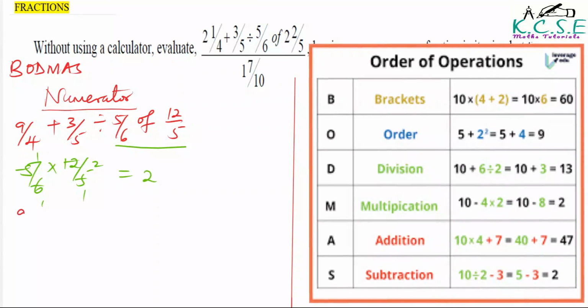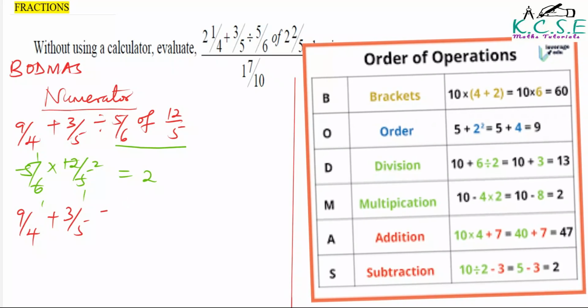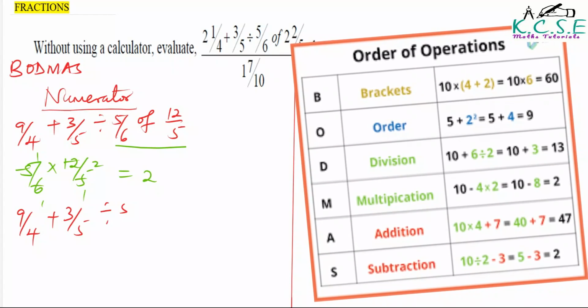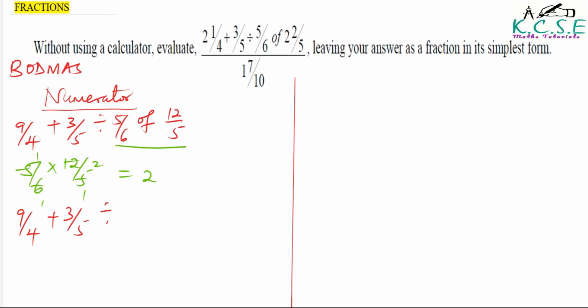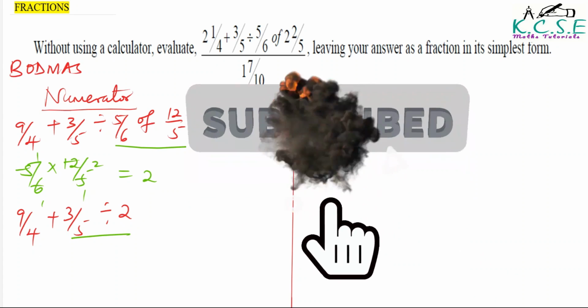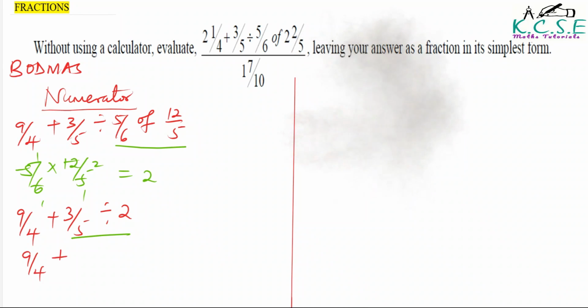After working it out, now we can insert it. We have 9 over 4 plus 3 over 5 divided by, this is what we got now, the solution. After working out this, we got 2. So we're supposed to insert 2. Now we have addition. In this expression we have addition and division. Division should come first, so we'll work out this. So therefore we have 9 divided by 4 plus, we can work out this one separately here. So we have 3 over 5 divided by 2, this will give 3 over 10. So we have 3 over 10. So we can add this.